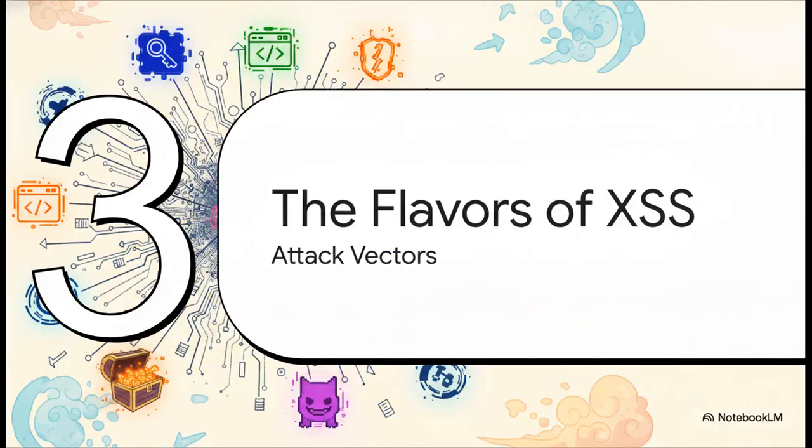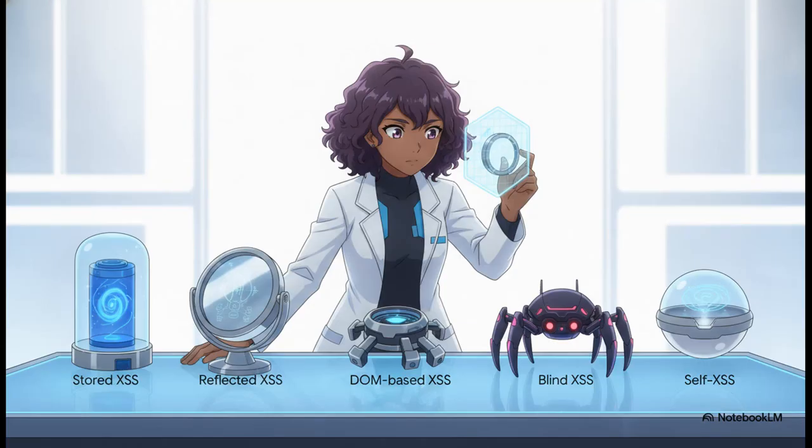Which brings us to Part 3, the flavors of XSS, attack vectors. Because the web is so incredibly vast and literally no two sites are built exactly the same, hackers have developed a whole diverse arsenal of XSS variants. We've got stored, reflected, DOM-based, blind, and self-XSS. These flavors basically dictate exactly how the payload gets delivered. It ranges from reflected XSS, which usually means tricking you into clicking a poison link, all the way to blind XSS, which secretly targets backend administrators by executing payloads in server logs that the attacker can't even see.